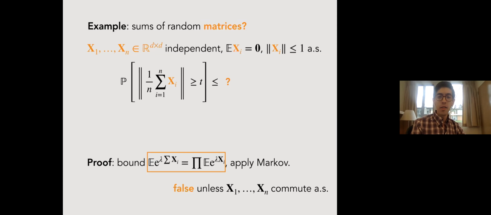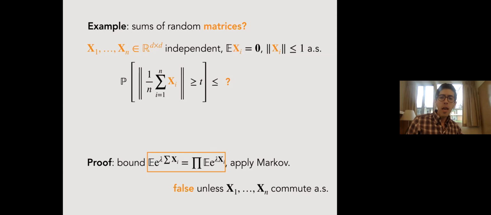It's not the case that Laplace's method allows me to pull the sum outside and bound the product, bounding each term in the product individually. This is false unless all of these random matrices commute almost surely. So if I am in a non-commutative situation, which is the typical situation for random matrices, this very first idea already fails. So this is why we need something deeper, some new ideas for understanding sums of random matrices.